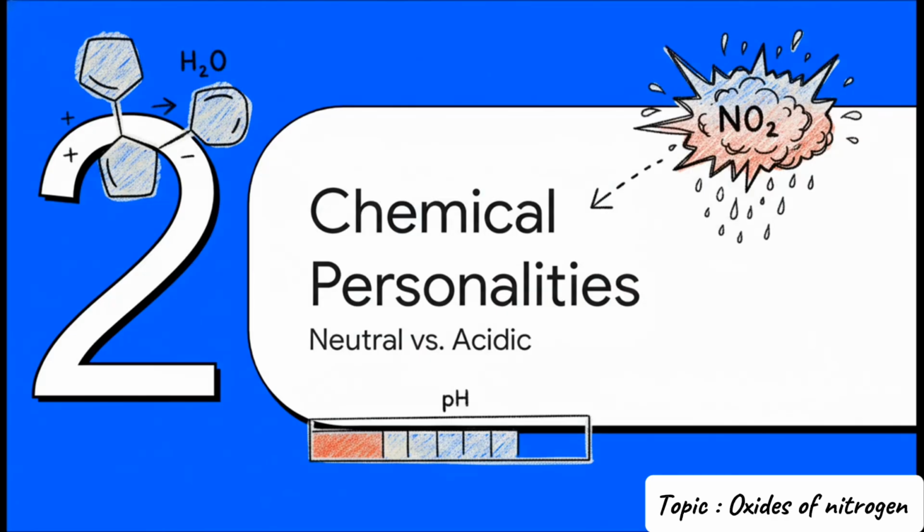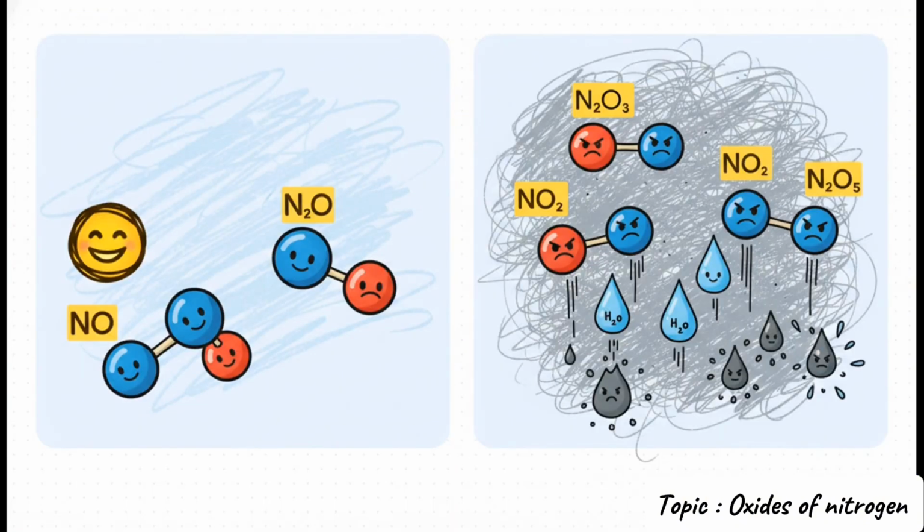So now that we've met the main players, let's look at their personalities from a different angle. Are they neutral or are they acidic? This is a really big deal because it explains the kind of chaos they can unleash. So on one side, you have the neutral crew, N2O and NO. They've got their own issues, but they don't have that acidic bite. Then on the other side, you have the acidic ones, including our main villain, NO2. And when these molecules mix with water in the air, they form acids. And that is a huge, huge problem.